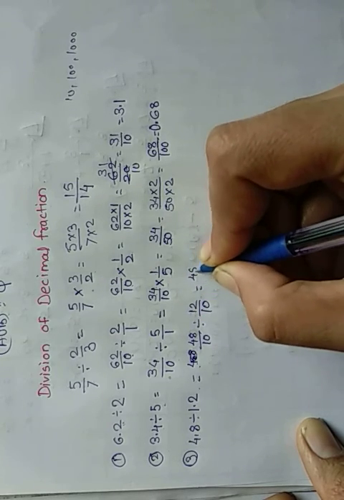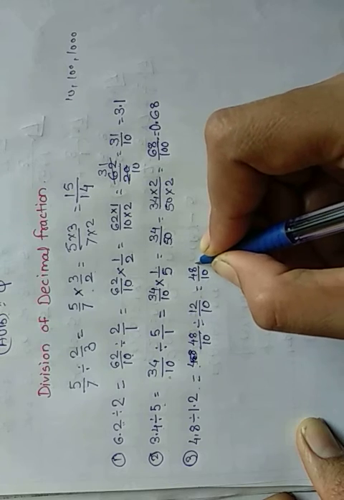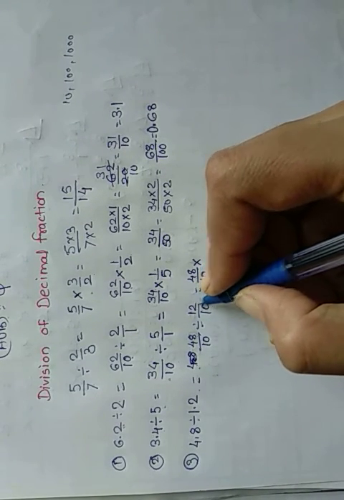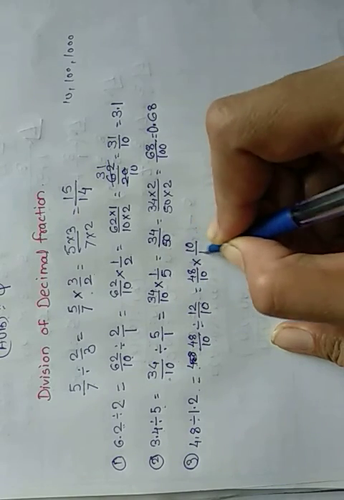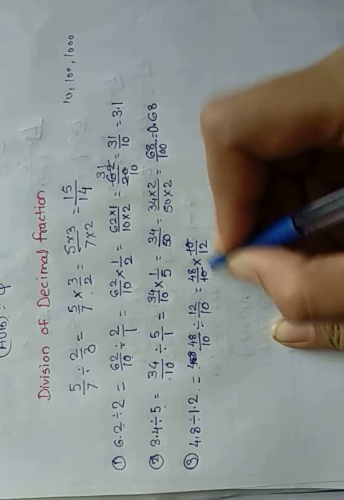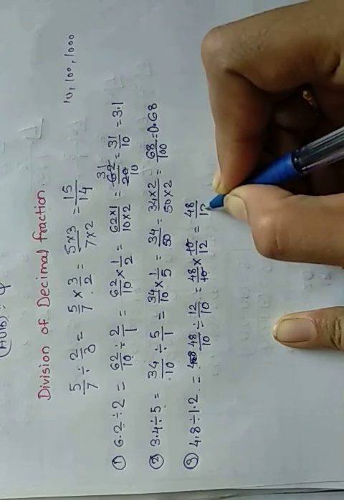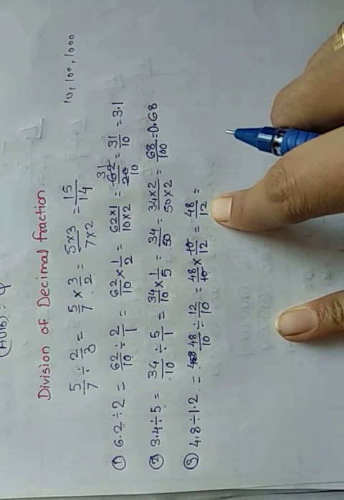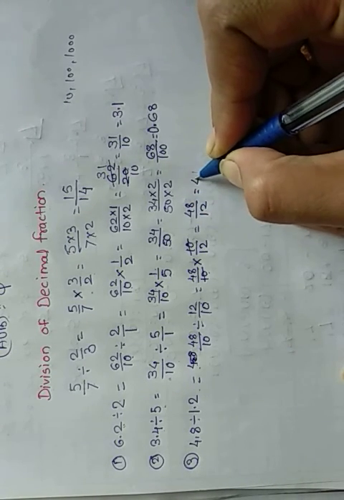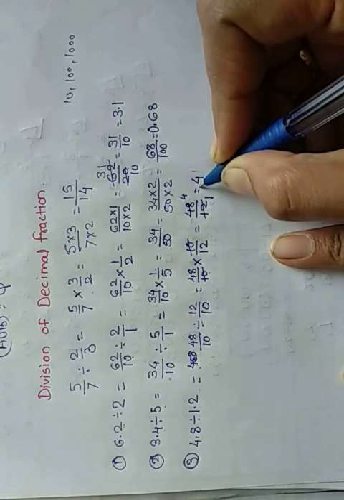Now write down the first fraction as it is. Then convert this division sign into multiplication and take the multiplicative inverse of 12 upon 10, which is 10 upon 12. Now here this 10 gets cancelled. So remaining is 48 upon 12. If you know the 12's table, 12 4s are 48. So the answer is 4.